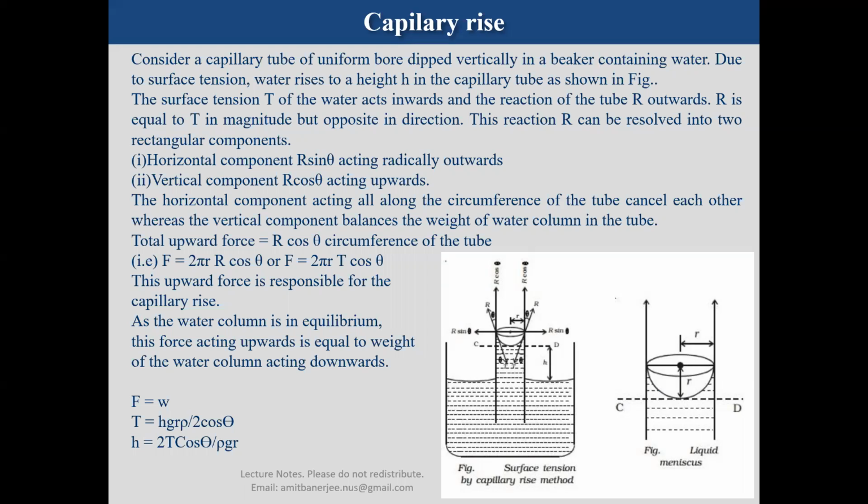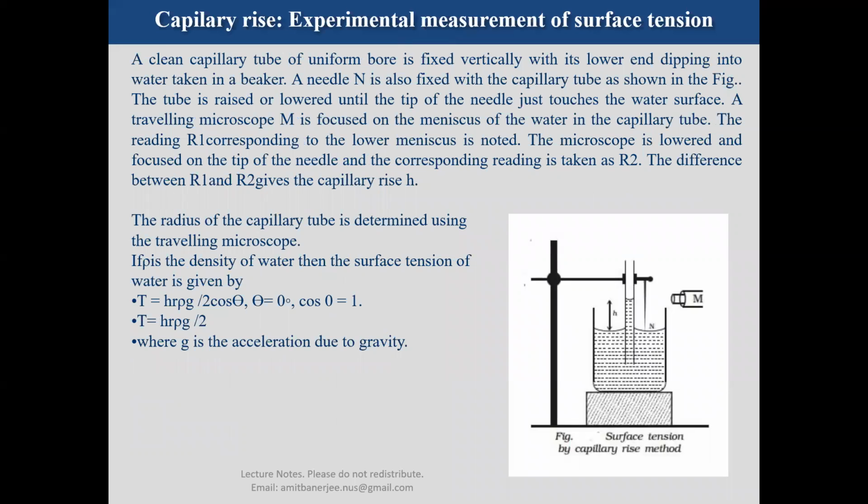As the water column is in equilibrium, this force acting upwards is equal to the weight of the water column acting downwards. This can give us the height at which the water column would actually rise, and can be used for experimental measurement of surface tension.